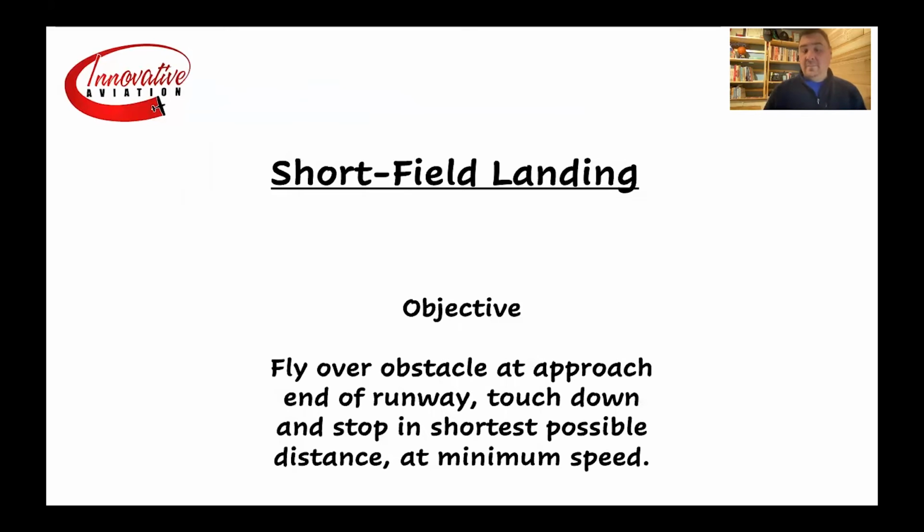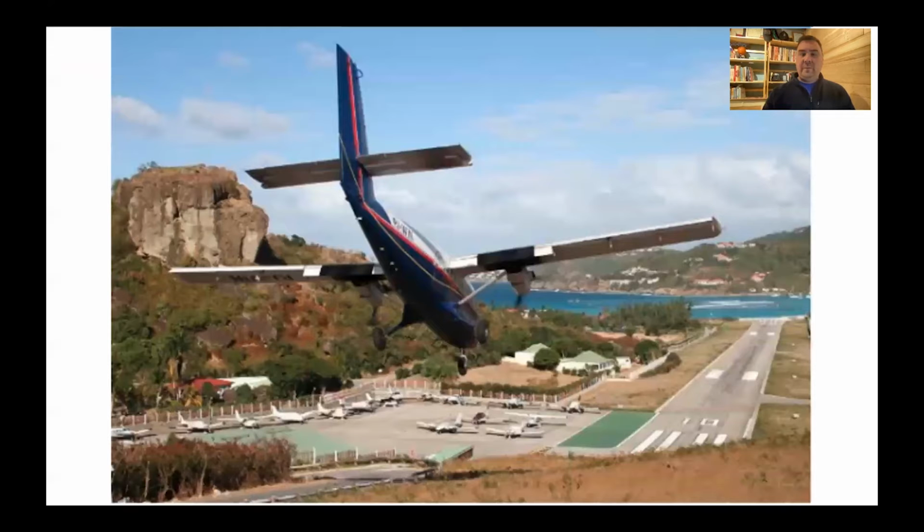So short field landing, right? Just like our short field takeoff, the objective is to either fly over an obstacle at the approach end of the runway and touch down and stop in the shortest possible distance. Or you could also be approaching a runway that may not have an obstacle, but it's still a shorter runway environment where, again, you might come in a little bit lower, a little slower, so you can also stop in the shortest possible distance and minimal speed as well.